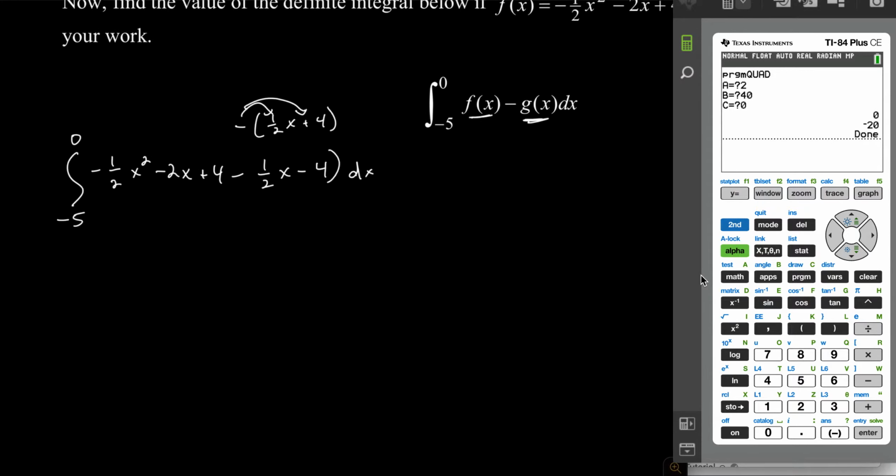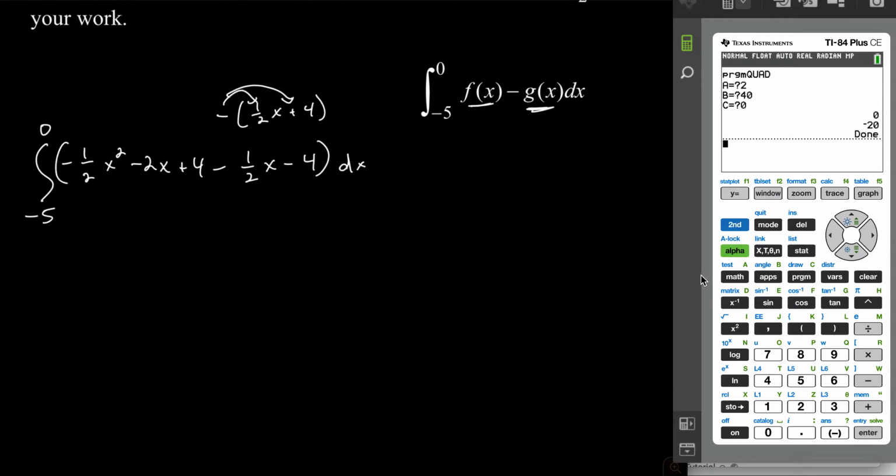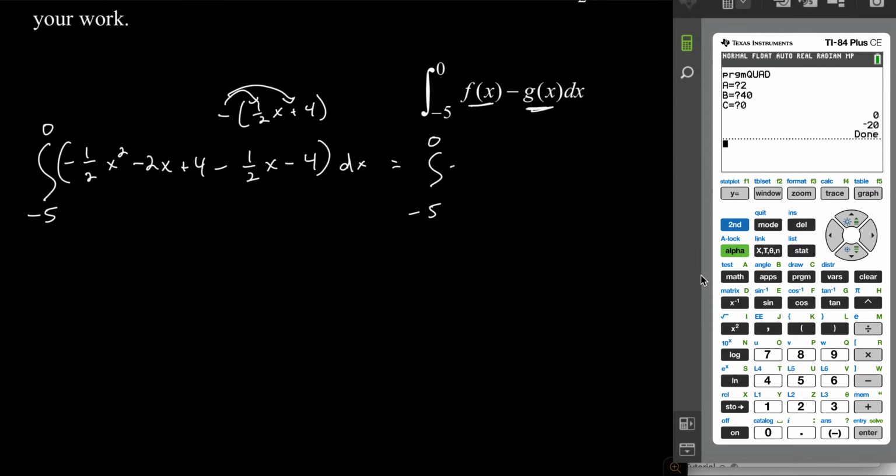dx. Technically, I should put this all in one big thing to show that that's the integrand. That's the thing that we're integrating. I can simplify before I go ahead and do the power rule. I got negative 1/2 x squared, and then I can combine these x's. So negative 2 minus 1/2 is negative 5/2 x. And then the 4 minus the 4 is 0, so it's just this.